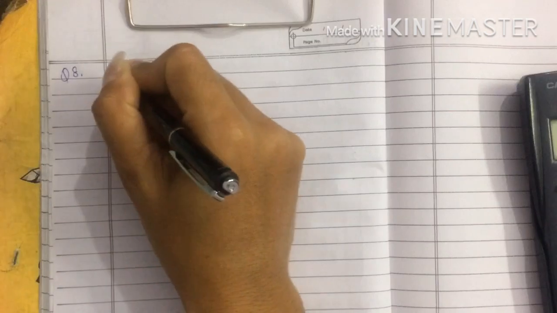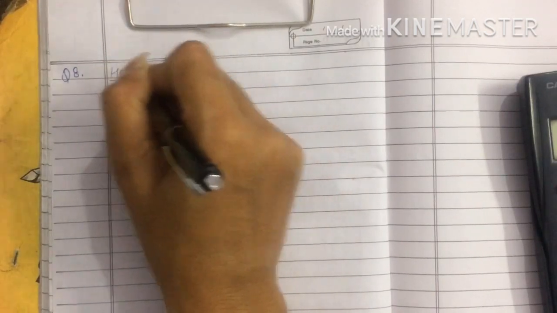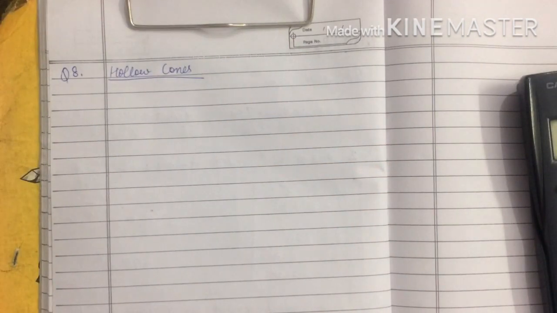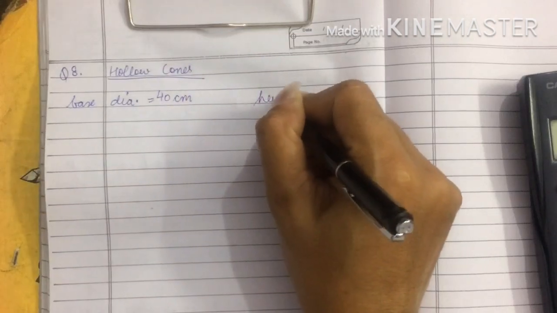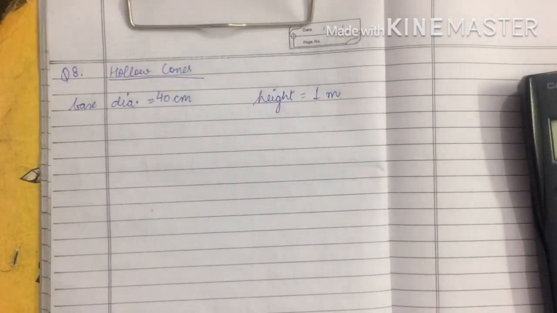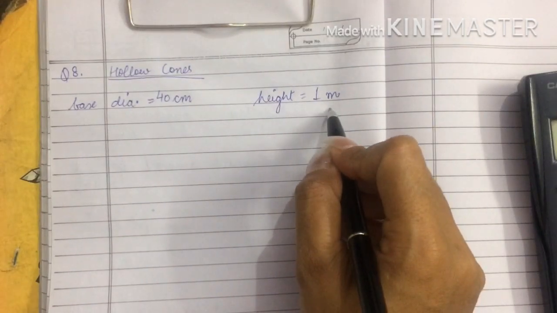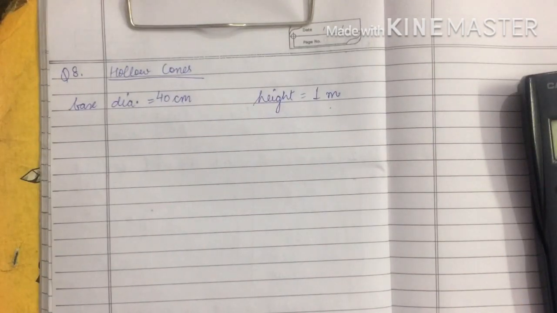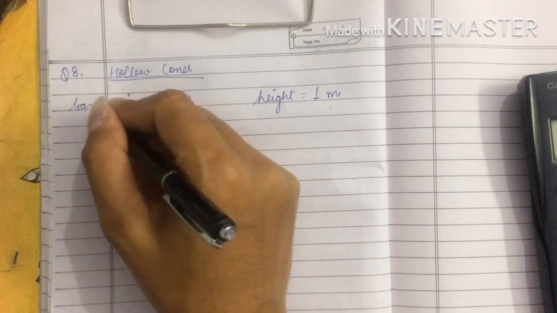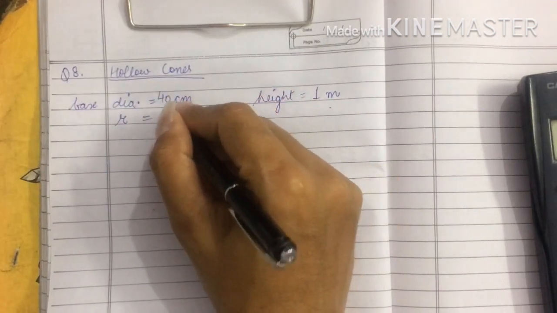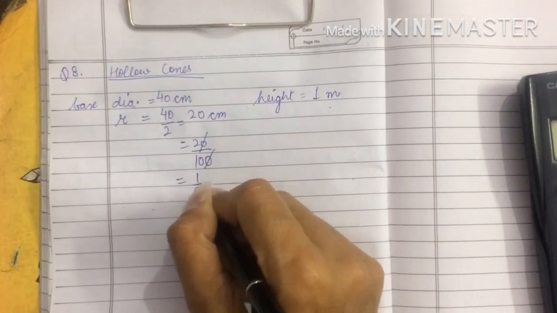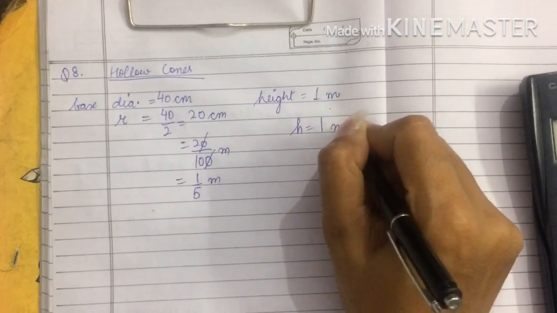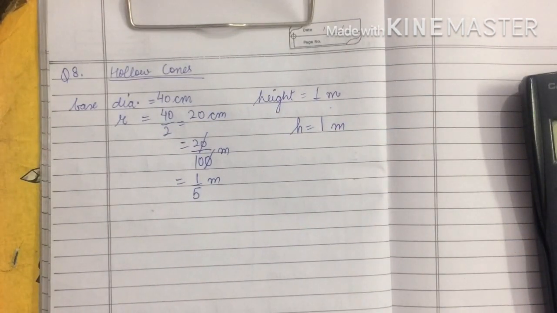Question number 8. So we have hollow cones. The measurements are given as base diameter 40 centimeters. Height is given as 1 meter. Now I have different units. I would like to change these into smaller units, but in the question the cost is given per meter square, so I have to work with meters. Before conversion, let's find the radius. 40 by 2 is 20 centimeters. Converting it into meters, this comes out to be 1 by 5 meters, and the height is 1 meter. Now the units are the same and I can proceed with the work.